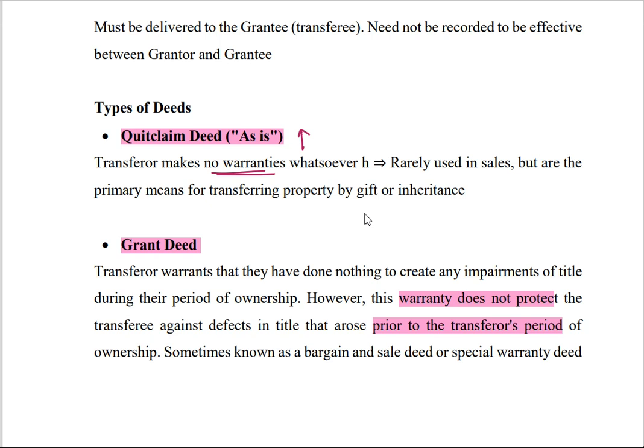There could be some deeds which are grant deeds. What are grant deeds? Here the transferor is guaranteeing that during his tenure of holding the property, there are no claims against it. He's not guaranteeing anything prior to his ownership. So let's say he bought it in 2010 and he's selling it in 2020. Under a grant deed, the transferor claims that there are no defects for this property during my period, 2010 to 2020.